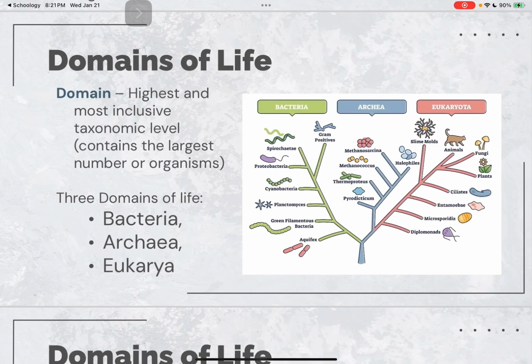Domains of life. We kind of hit on these earlier, but let's get a little bit deeper into them. So domain is the highest and most inclusive taxonomic level. So it contains the largest number of organisms. And we have the 3 domains of life. Oh, this might sound familiar. Yeah, it should. Bacteria, archaea, and eukarya.